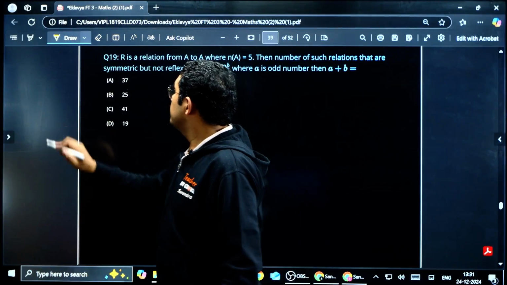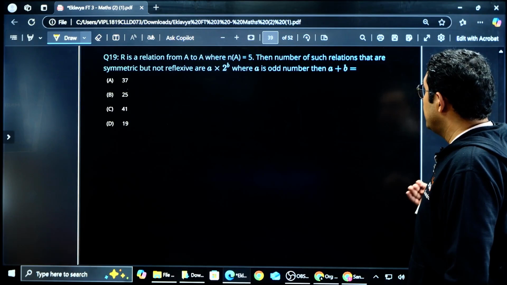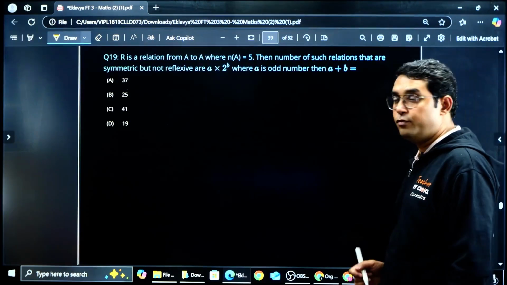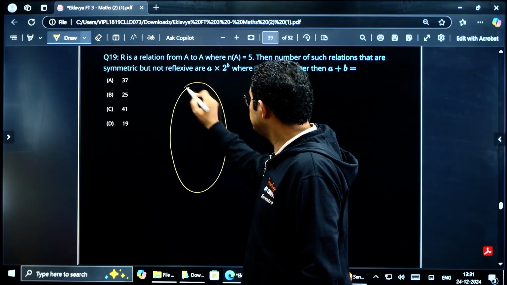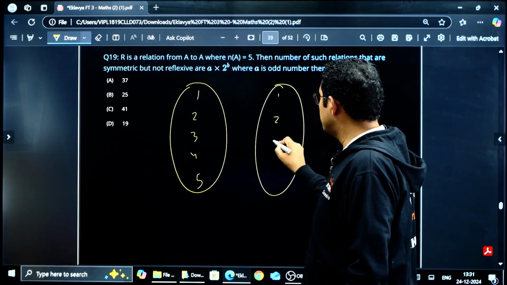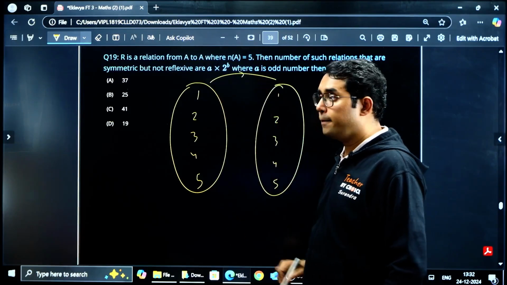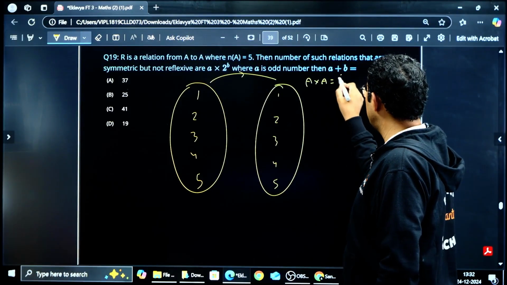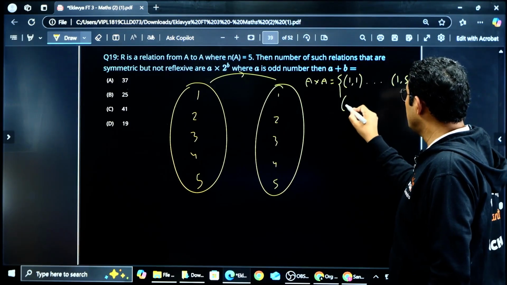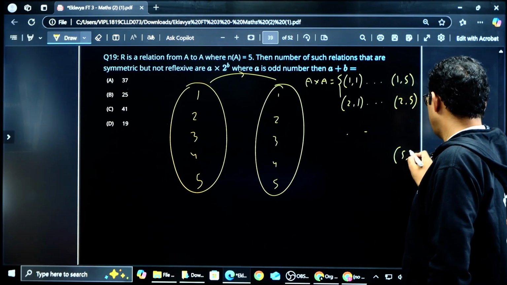Now coming to question number 19. R is a relation from A to A where n of A is 5. The number of such relations that are symmetric but not reflexive is this, where A is an odd number, then we have to find A plus B. Now please see, if A has elements 1, 2, 3, 4, 5 and my relation is from A to A. Now a relation is always a subset of A cross A. A cross A, if you write, is equal to 1,1; 1,2; 1,5; and 2,1; 2,2; and 2,5; and so on, and last 5,5.